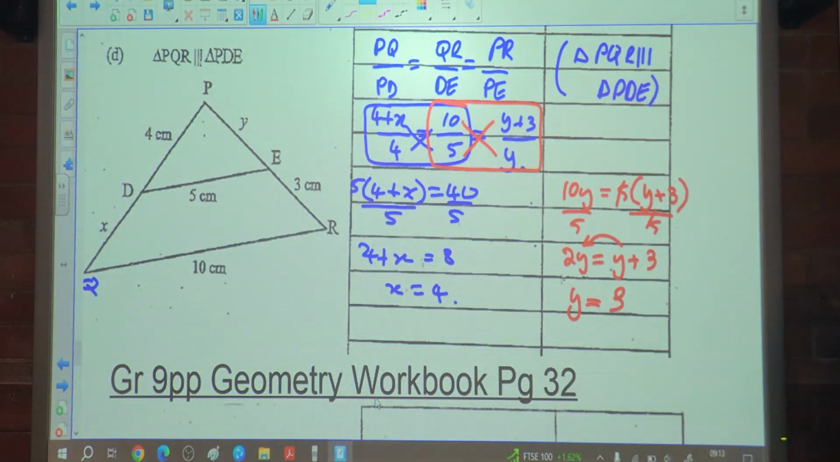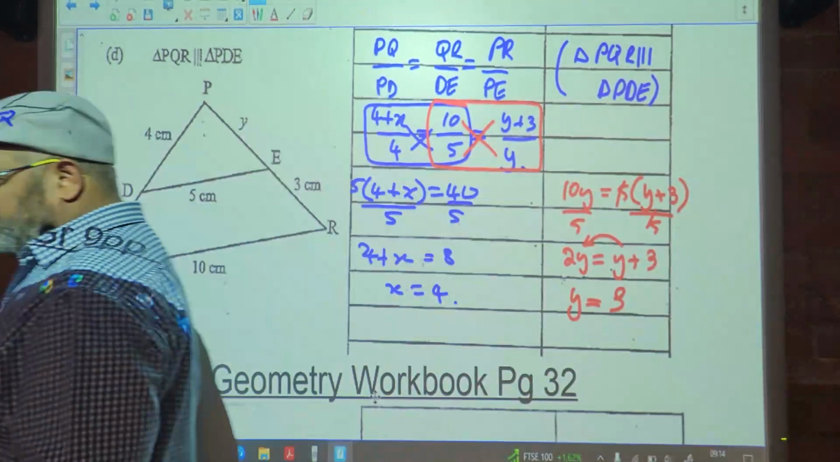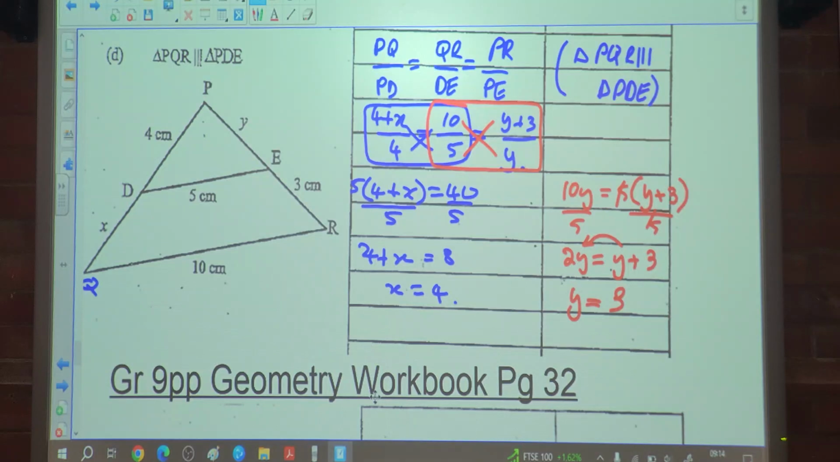Okay, so that brings us to the end of page 32. Is that correct? Right. So in our next lesson we will probably conclude the similarity. Okay.